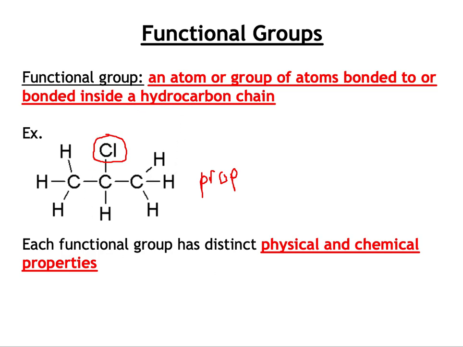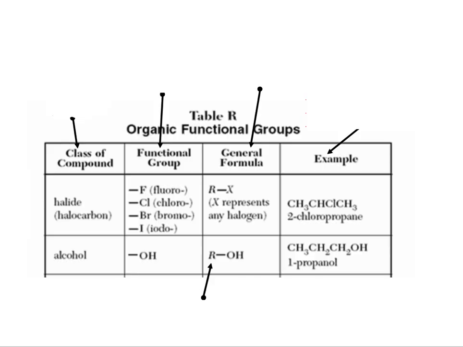And before we even get into the different types of functional groups, I want to go over table R, because table R is really your best friend in this part of the unit. It tells you all you need to know about organic functional groups. And if we look at the headings, which you guys know I love to do, you'll see class of compound. In reality, that just means it's the name of the functional group. So here, the name of the functional group in this row is halide. In this one, it's alcohol.